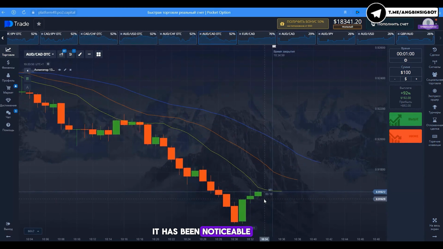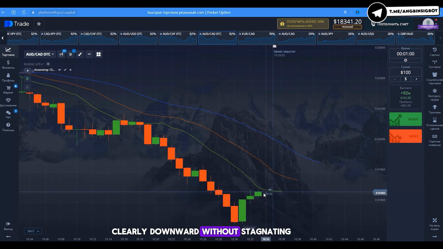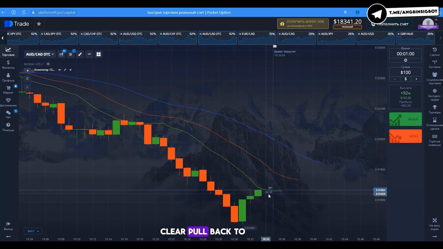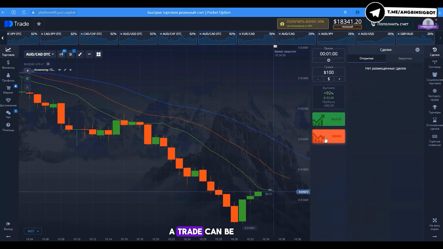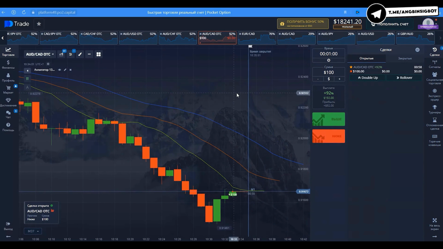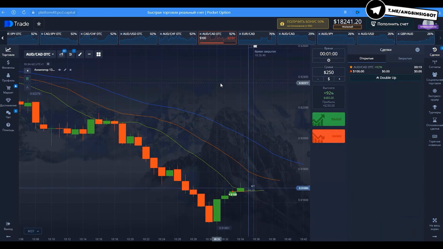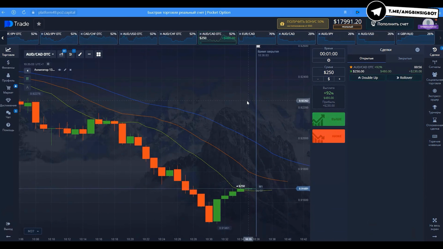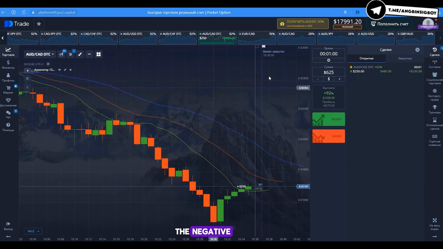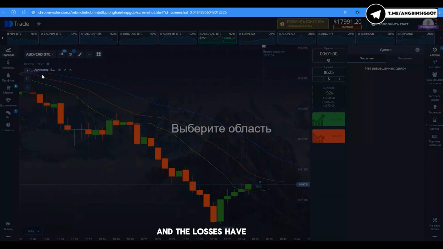Recently, it has been noticeable that the candles were moving clearly downward without stagnating, followed by a similarly clear pullback to the moving average, and accordingly, since the candle touched the lower moving average, a trade can be made for a decline. The base is in the negative, the catch-up is in the positive, and the losses have been recovered.